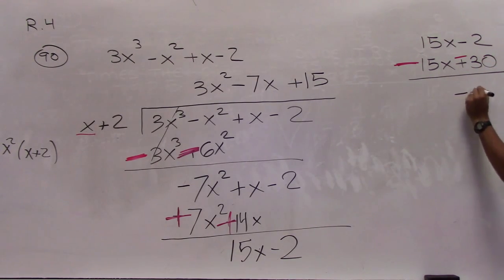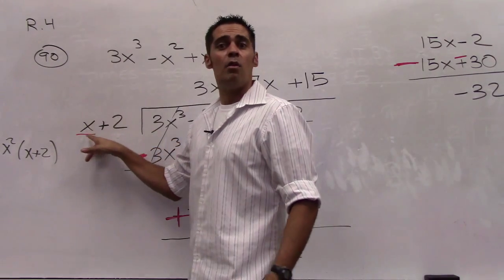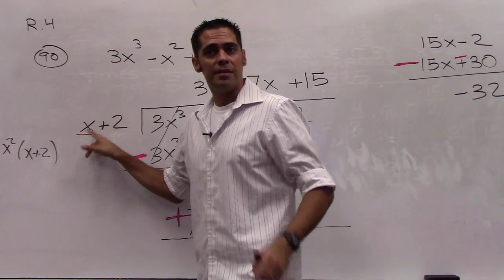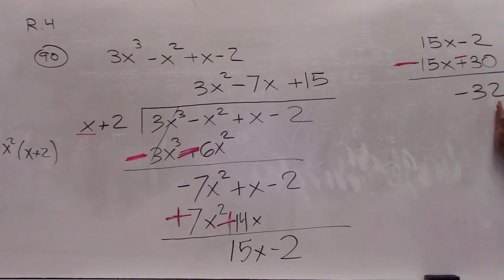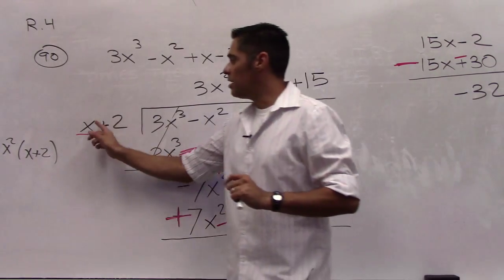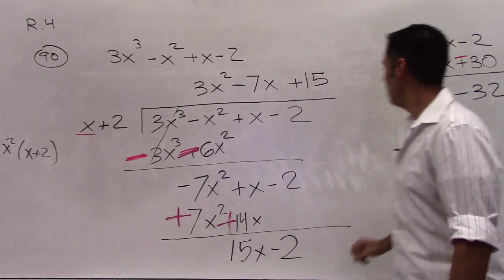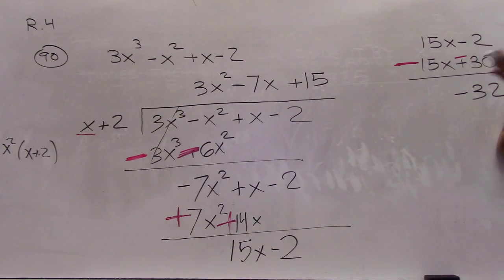When do I stop? That'll be a remainder. So I'm going to stop when the power on x here exceeds the power on x here. So like here, look at the power on x down here was 1. The power on x here was 1. So I had to keep going. But now the power on x here is 1. I don't even have an x. So I can't turn x into negative 32, so I stop. But this is my remainder.